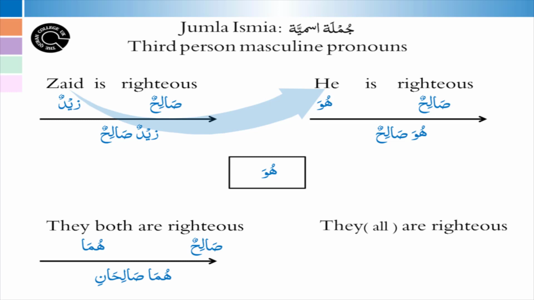The final example for the third person masculine pronoun is they are righteous. In the bracket, "all" is written so as not to confuse with two persons. For righteous we use salihun. For they, used for three or more persons, we can write hum. Remember again that hum is used both for masculine and feminine. Therefore, our final sentence becomes hum salihuna.